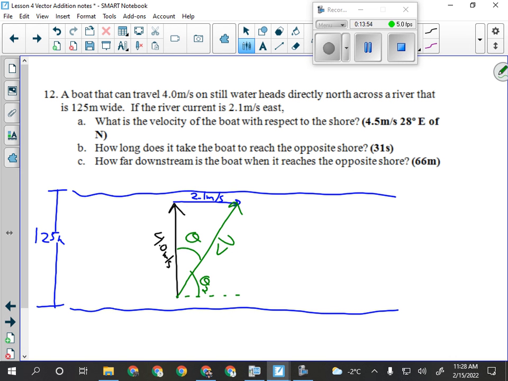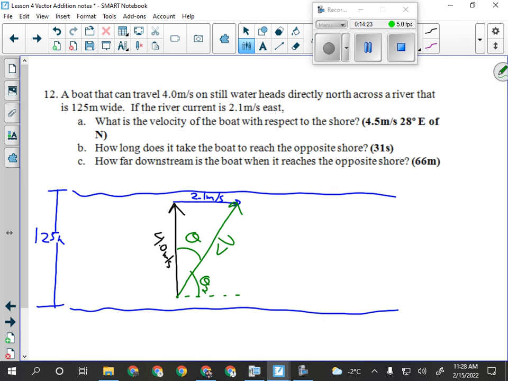Now, how easy is it for me to get that if I find this angle? Super easy. It's the complementary angle. All I have to do is go 90 minus this angle. Or I could just redraw the triangle, put 2.1 on the bottom and 4 on the side. It doesn't matter which way you do it, as long as if a question says specifically, we want the angle measured from here, that you give the angle measured from there. Okay? It's easy to miss on a question like this.